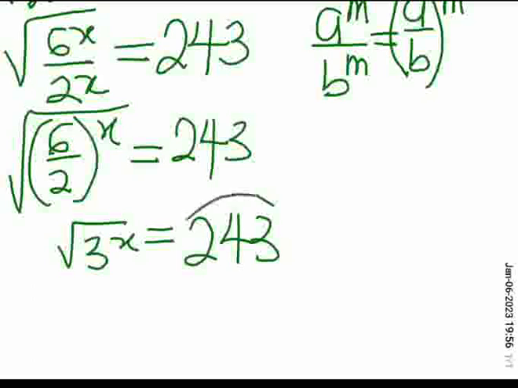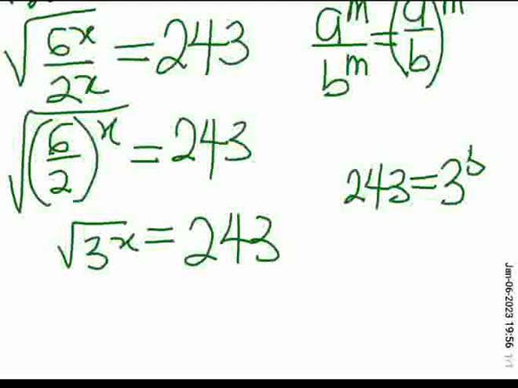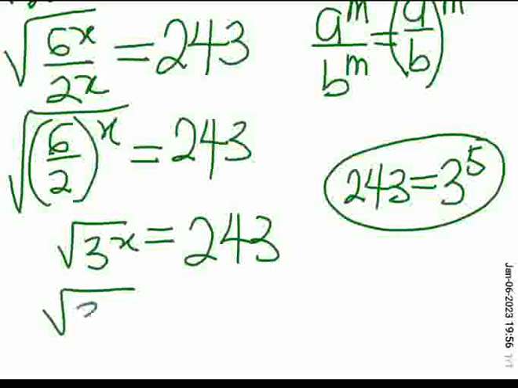Let's express this 243 in index form, where the base is 3. 243 is the same thing as what? 3 raised to power 5. 3 multiplied by itself in 5 different places is equal to 243. So square root of 3 raised to power x is equal to 3 raised to power 5.